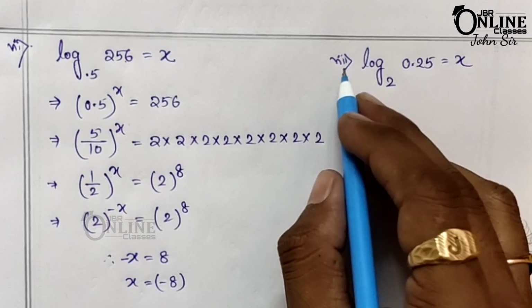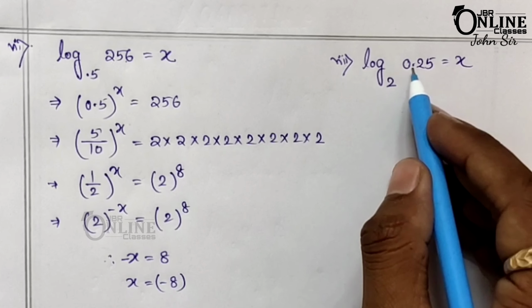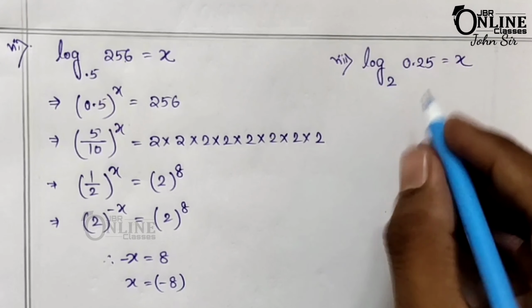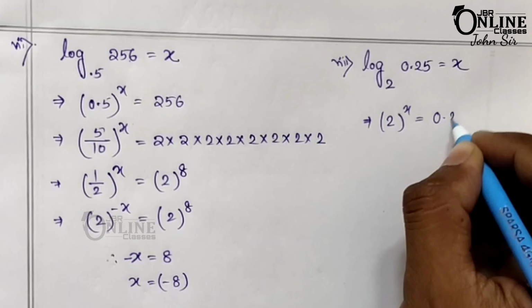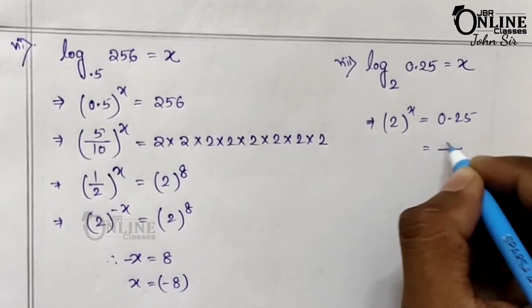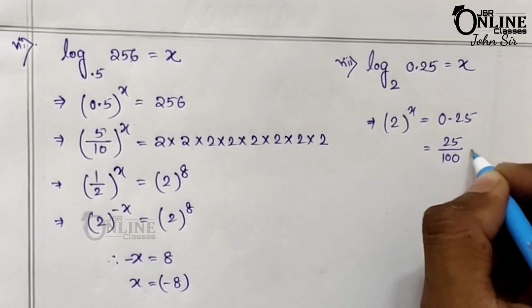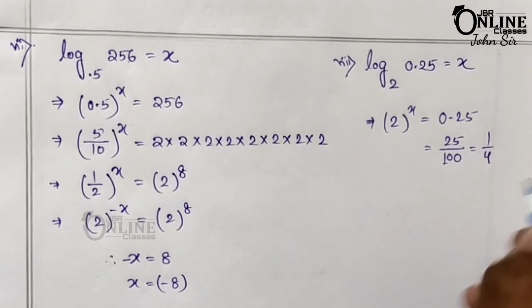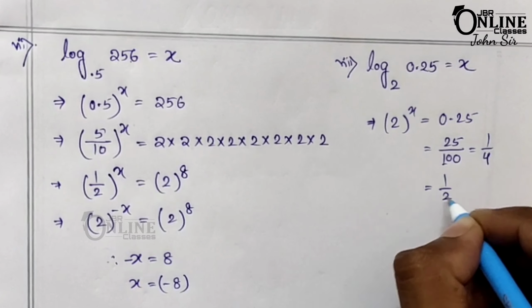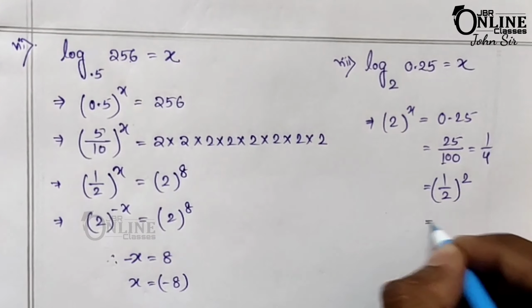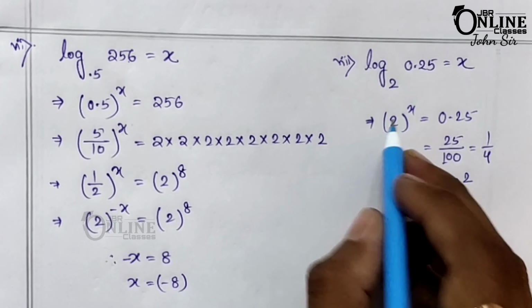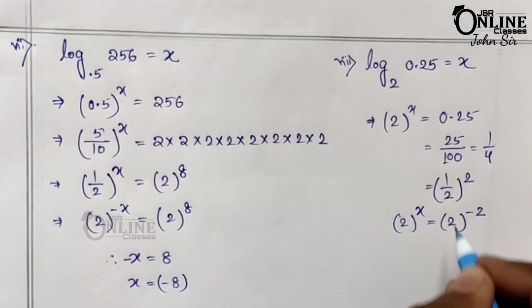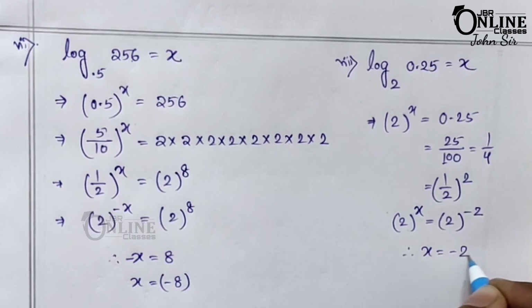Now the last one, Roman 8, log 2 0.25 that equal to x. So by the formula 2 to the power x equal to 0.25. Now 0.25 means 25 by 100, that will be 1 by 4. So 1 by 4 means half to the power square. So half to the power square means 2 to the power minus 2. Okay, and in the left hand side you have 2 to the power x. So here x equal to minus 2.